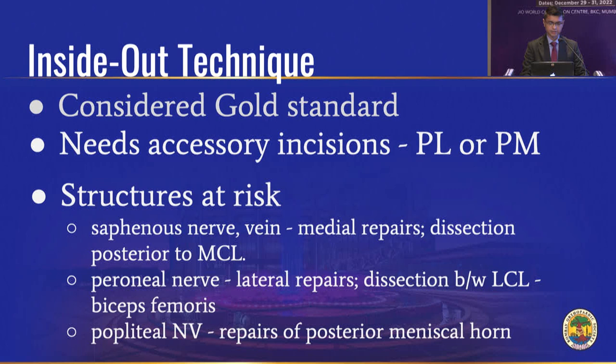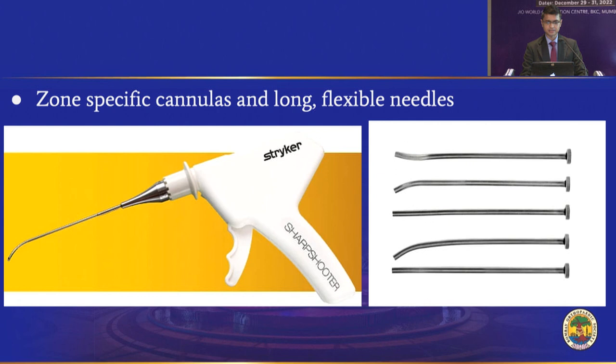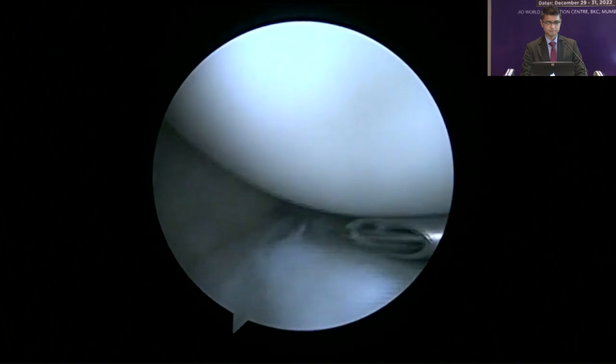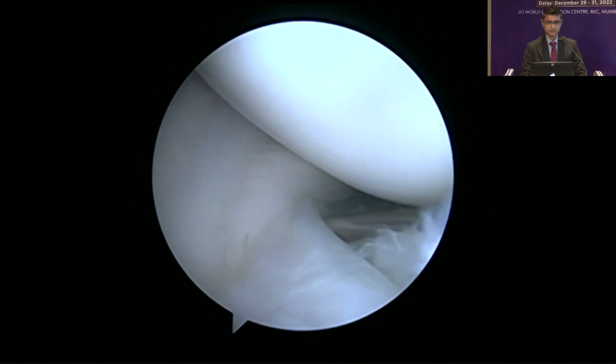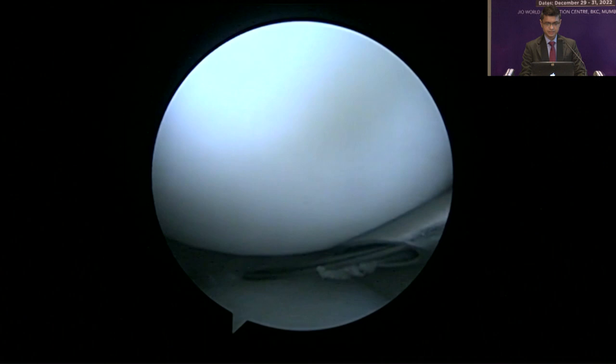Zone-specific cannulas and long flexible needles are generally used for these kind of repairs. Just a video of that. This first bite taken through the periphery, meniscocapsular area, the needle is being passed, and that pulls the one end of the suture.